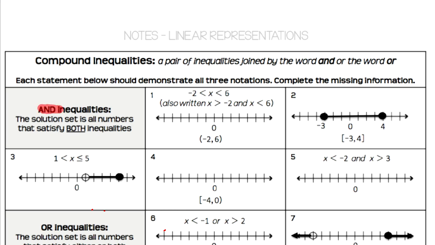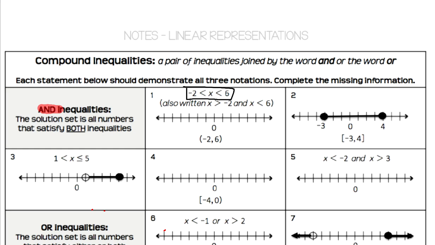This means that the solution set is all the numbers that satisfy both inequalities in the end. So our answers have to be part of both inequalities in order to be part of the solution set. So for this first one, you can see we've got our inequality notation up here. -2 is less than x is less than 6.